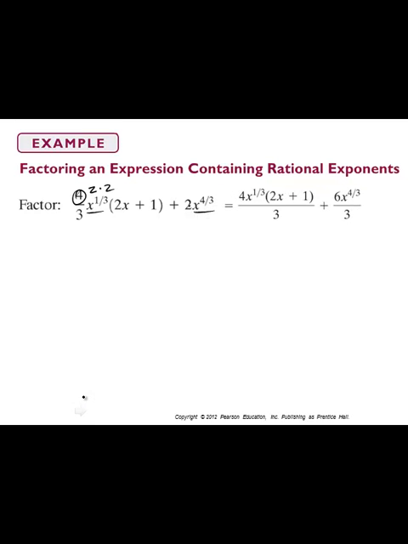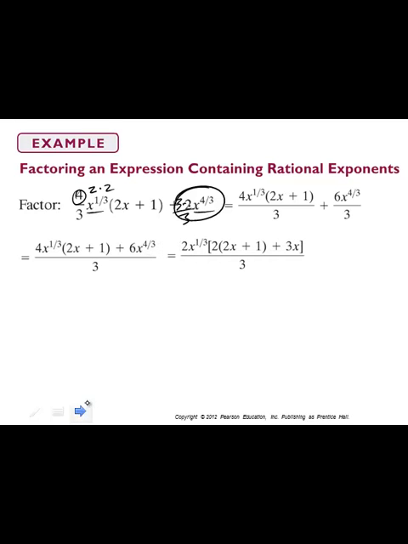Also, by the way, you can rewrite 2 times x to the 4/3 power, by multiplying top and bottom by 3, as 6 times x to the 4/3 power over 3. And then you could add those two fractions, and then pull out the 2, and pull out x to the 1/3 power. So that's what we did there, leaving us with 2 times 2x plus 1 plus 3x, right? Because when you pull out an x to the 1/3 power from x to the 4/3, 4/3 minus 1/3 is 1, right?